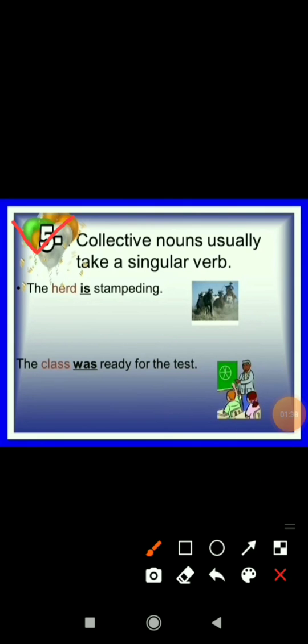Fifth rule is, collective nouns usually take a singular verb. So with collective nouns, usually we use a singular verb only. Example, you can see the herd is stampeding, the class was ready for the test. So here herd and class are collective nouns and we have used a singular verb with the collective nouns.